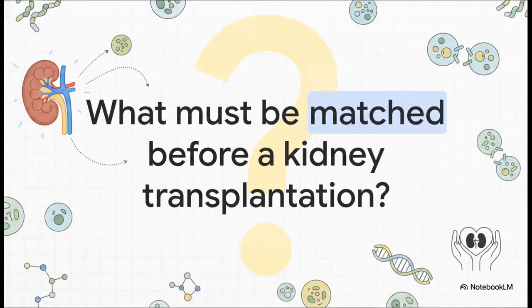Let's quickly lock in those strict transplant requirements. What must be matched before a kidney transplantation can occur? A. The donor's kidney and the patient's immune system. B. The height of the donor and the patient. C. The eye color. Actually, scratch that. I don't even need to finish reading these options. You guys already know the answer. The correct answer is A. An immune system match is the ultimate key to a successful procedure.